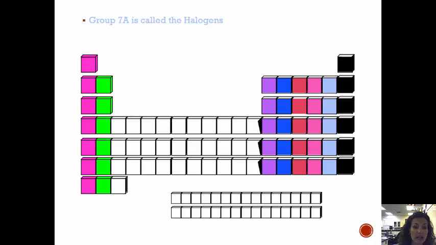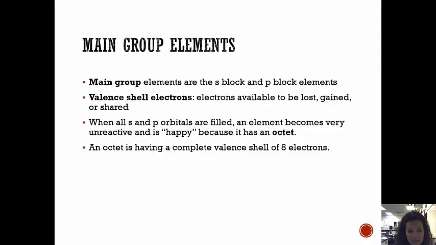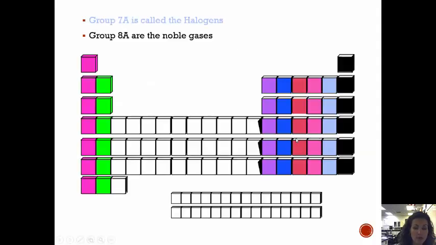And then group 7A over here, these are called the halogens, which you should know already. They're pretty reactive as well. And group 8 are significant because they have a complete what's called valence shell, which we'll get into in a few minutes. And they are the noble gases. They don't want to react because they're happy. They have a full valence electron shell. Okay, so these groups right here are called the main group elements.